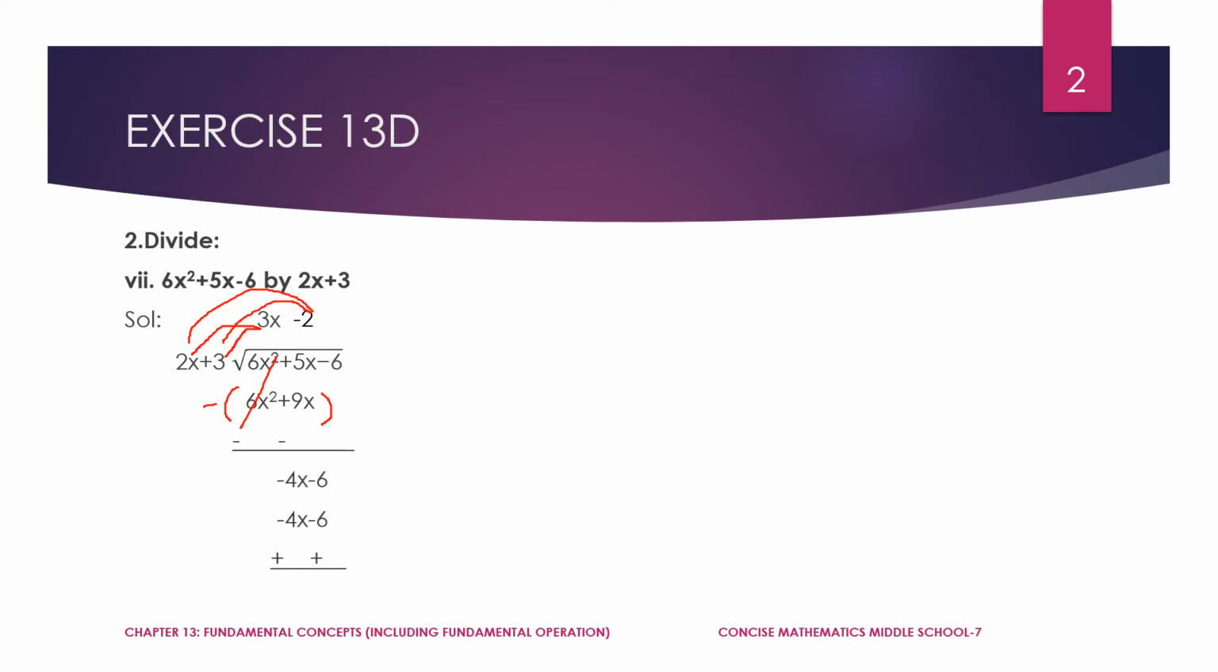As it is a like term having a different sign, you can just cancel it, and 6 and 6 get cancelled. So 0 will be the remainder, and the answer is 3x minus 2. I hope you understood. Let's move on to the next problem.